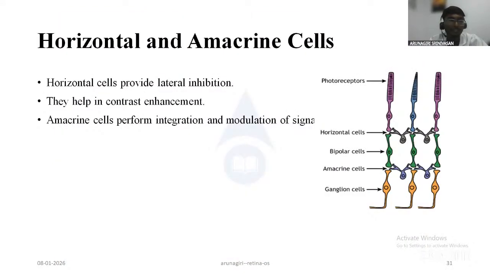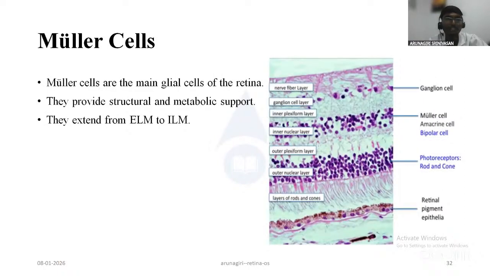Horizontal and amacrine cells. Horizontal cells provide lateral inhibition. They help in contrast enhancement. Amacrine cells perform integration and modulation of signals. Muller cells are the main glial cells of the retina. They provide structural and metabolic support. They extend from the external limiting membrane to the internal limiting membrane.